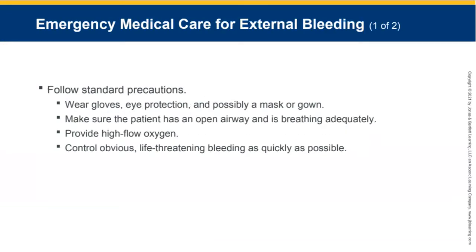Emergency medical care for external bleeding. So we have completed the patient assessment approach to a patient who is bleeding, whether it's internal or external. Let's look at the specific emergency medical care for external bleeding. So follow standard precautions. Wear gloves, eye protection, and possibly a mask or gown. Make sure the patient has an open airway and is breathing adequately. Provide high flow oxygen. Control obvious life-threatening bleeding as quickly as possible.